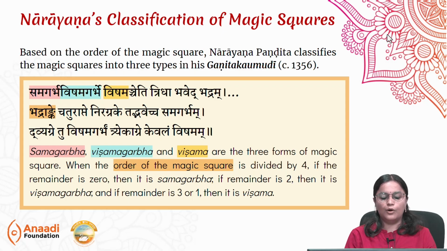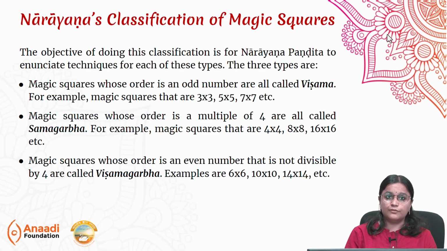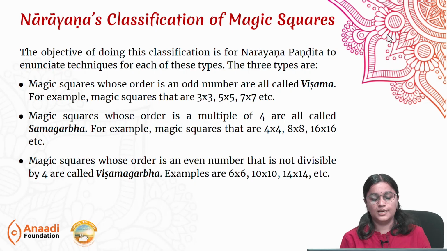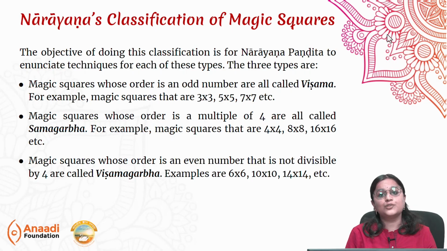When the order of the magic square is divided by the number 4, if the remainder is 0, then it is a Samagarbha. If the remainder is 2, it is a Vishamagarbha, and if the remainder is 3 or 1, then it is Vishama. The objective of Narayana Pandita's classification of these magic squares is to enunciate and give us the techniques for each of these types. These techniques revolve around the construction of these magic squares.